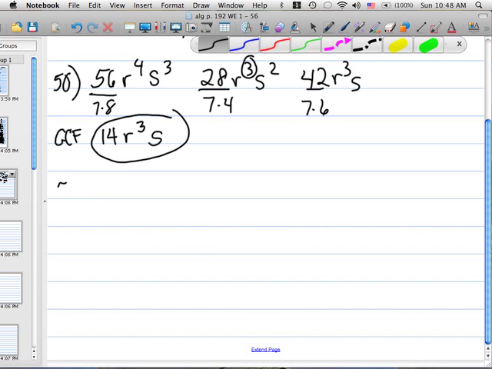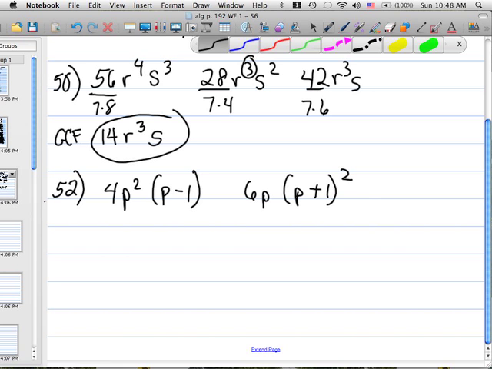And the last one of this type, 52, we have 4p squared times the quantity p minus 1, and 6p times the quantity p plus 1 squared. The greatest common factor of 4 and 6 is 2. They both have p's, and so we can put a p down, and the smallest power of the p is to the first. The factor p minus 1 is not the same as the factor p plus 1, so we can't write that down. So our answer is 2p.